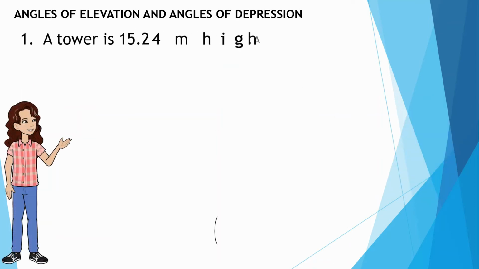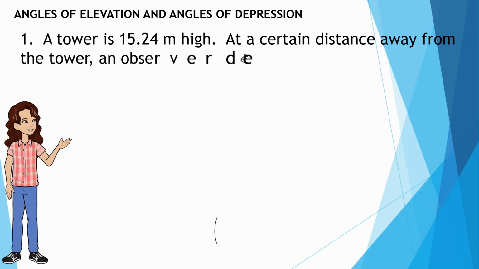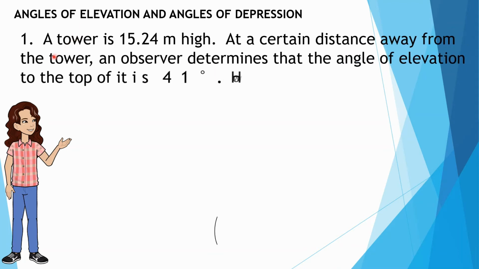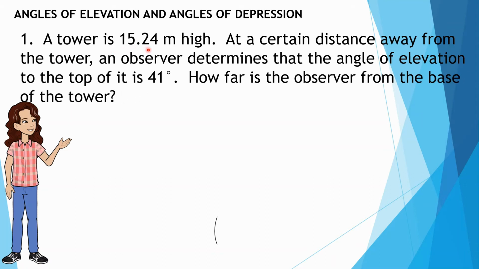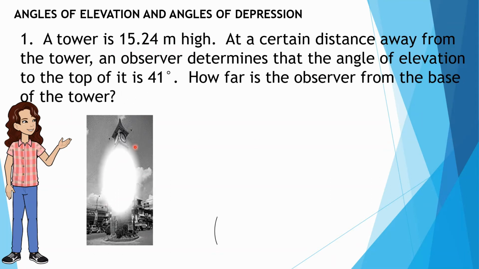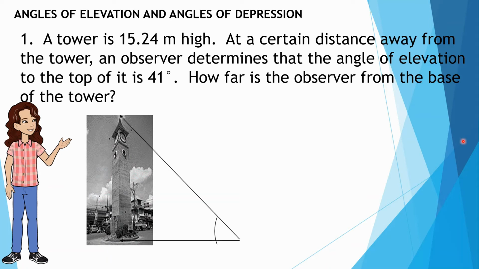Okay, let us give an example. Problem solving. Let us read first. A tower is 15.24 meters high. This is a tower. At a certain distance away from the tower, an observer determines the angle of elevation to the top of it is 41 degrees. How far is the observer from the base of the tower?